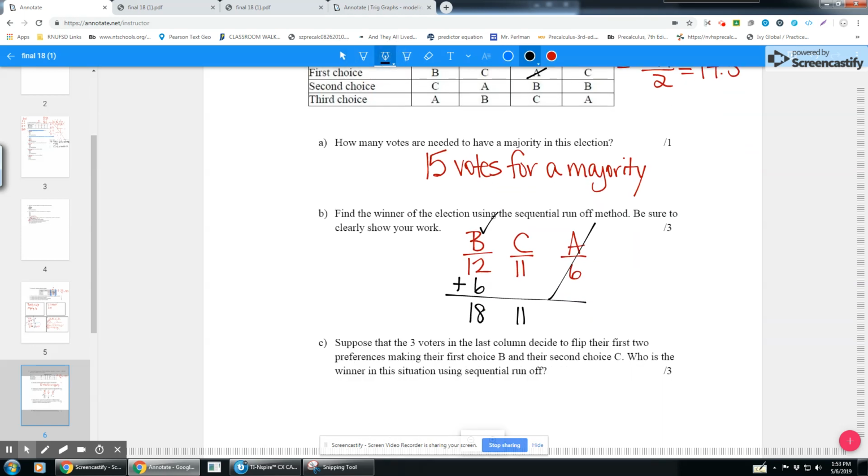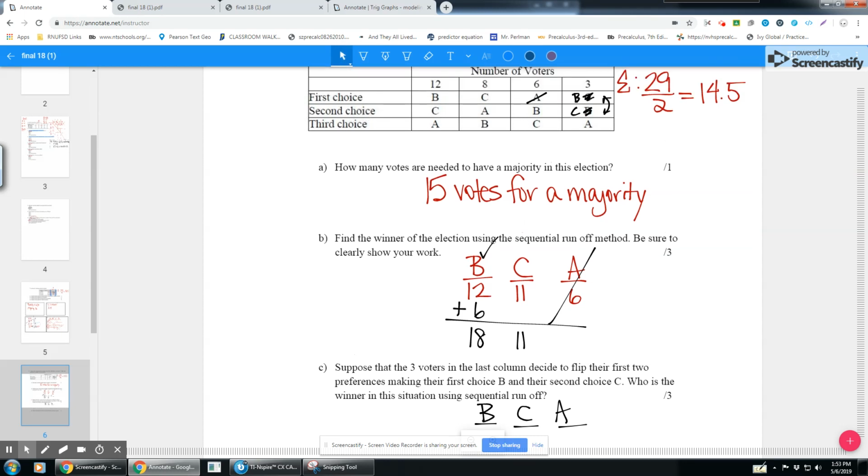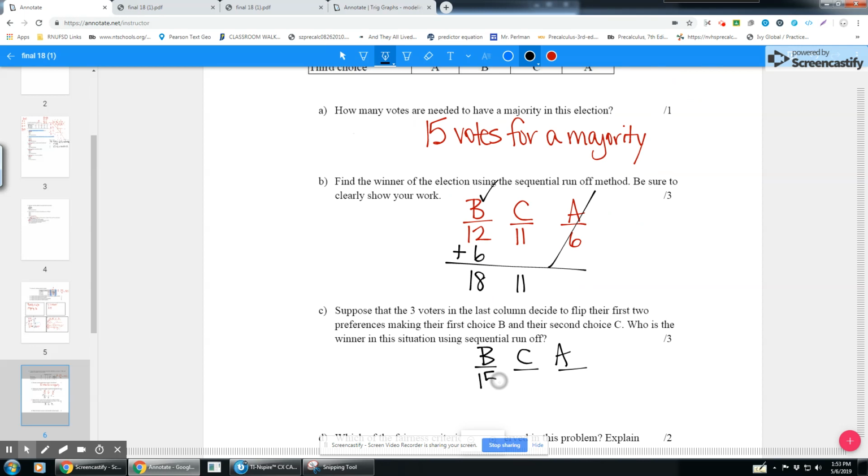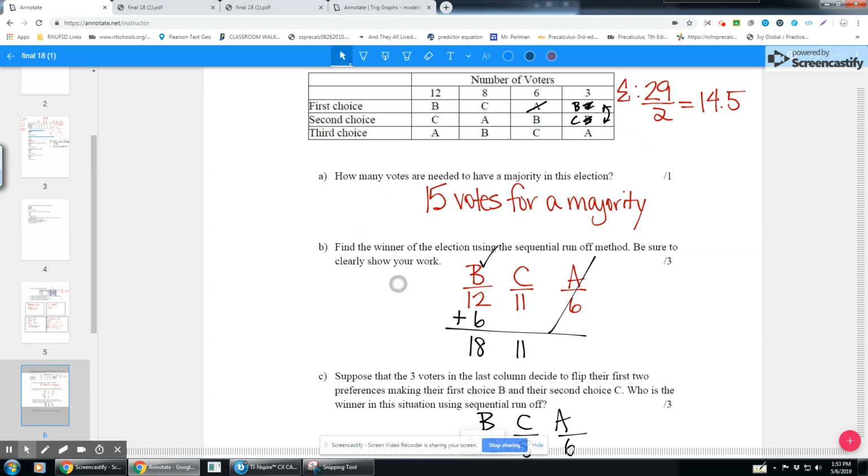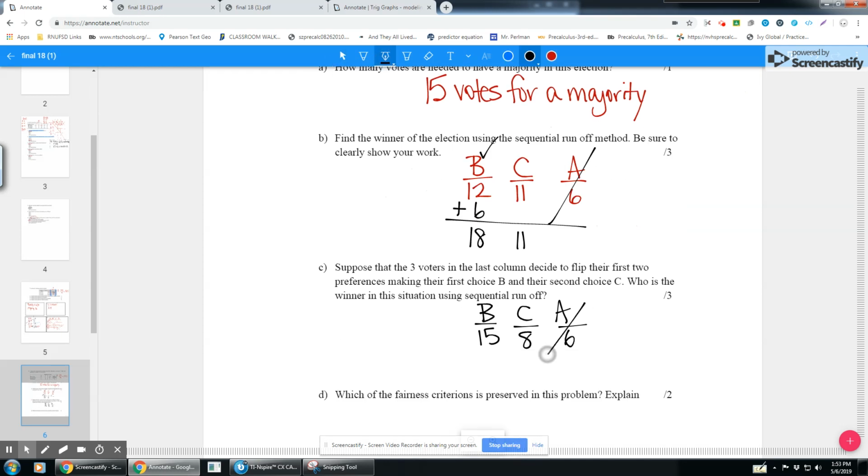Then our next problem says if the 3 voters in the last column decide to flip their votes so that now it's B then C, who is the sequential runoff winner? So that's B, C, and A. Now B has 15 votes. C has 8 votes, and A has 6 votes. We're going to cancel out A, the one that goes away.